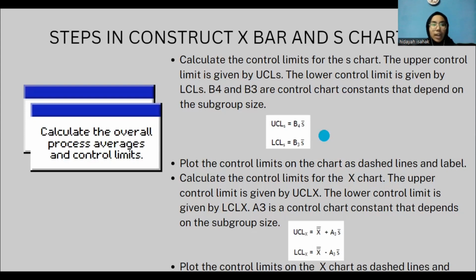For the X bar chart, we calculate the control limits for the X bar chart. The upper control limit is given by UCLX. The lower control limit is given by LCLX. A3 is a control chart constant that depends on the subgroup size. It is the same as the S chart. The A3 value we can get in the table that has been given. This is the formula for UCLX and LCLX. For the UCLX, the formula is X double bar plus A3 times S bar. And LCLX, the formula is X double bar minus A3 times S bar. And then we plot the control limits on the X bar chart as dashed lines and label.